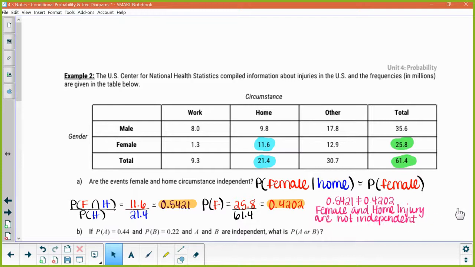Now, when I look at these two values, 0.5421 and 0.4202, they are not the same. So because they are not the same, female and home injury are not independent. If they were the same, we would say they are independent. We're not going to say dependent because we don't necessarily know for sure that one depends on the other and that we don't have any outside factors. So all that we can assume is that they are not independent. It's a weird stats thing that they like to be nitpicky about.